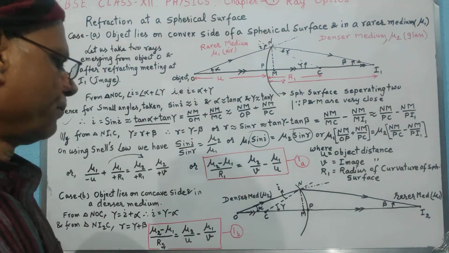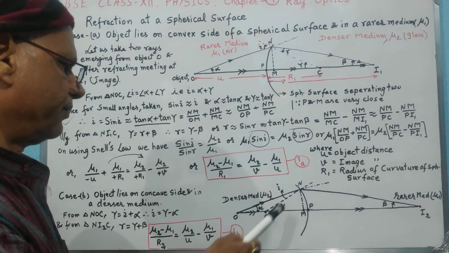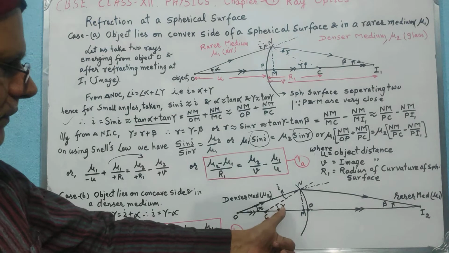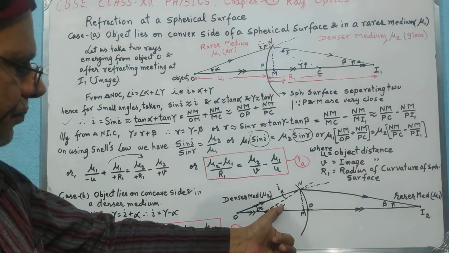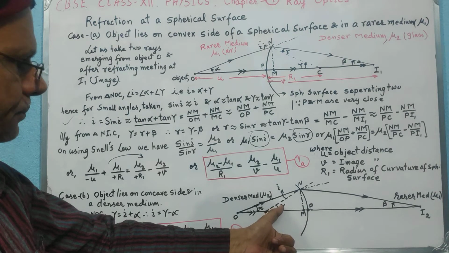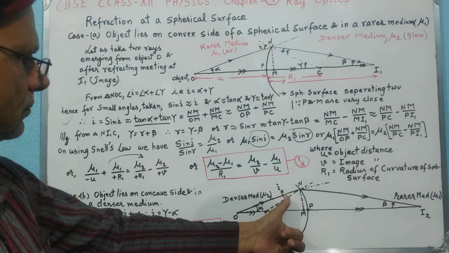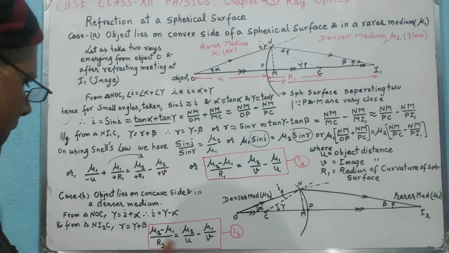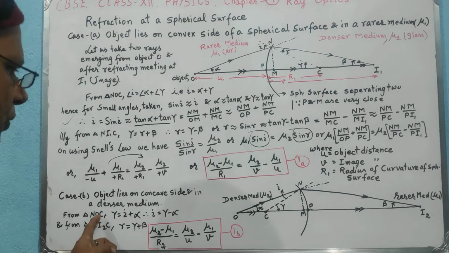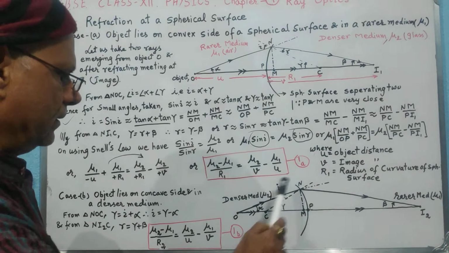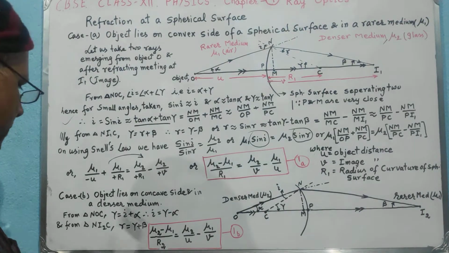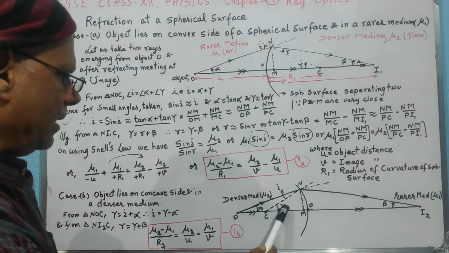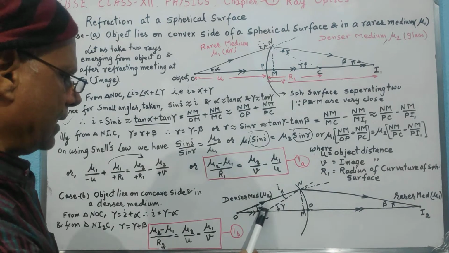and then from this diagram what you can again write is the exterior angle gamma. You see here the exterior angle from triangle NOC, from triangle NOC, gamma is equal to i plus alpha.